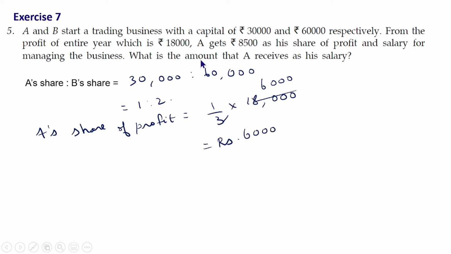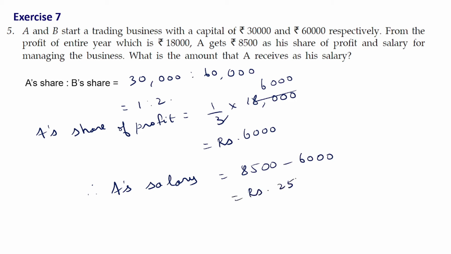But here it is given A gets rupees 8,500 as his share of profit and salary. It means the amount A receives as salary will be 8,500 minus 6,000. Therefore, A's salary will be 8,500 minus 6,000. So it is rupees 2,500. So A's salary is rupees 2,500.